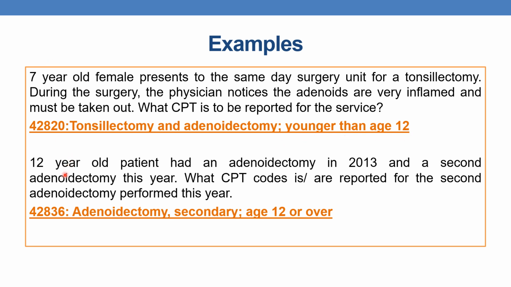Next question. A 12-year-old patient had an adenoidectomy in 2013 and a second adenoidectomy this year. What CPT code is to be reported for the second adenoidectomy performed this year? Second adenoidectomy is nothing but secondary adenoidectomy, and the patient age is 12 years. So the correct CPT is 42836. Adenoidectomy secondary age 12 or over.